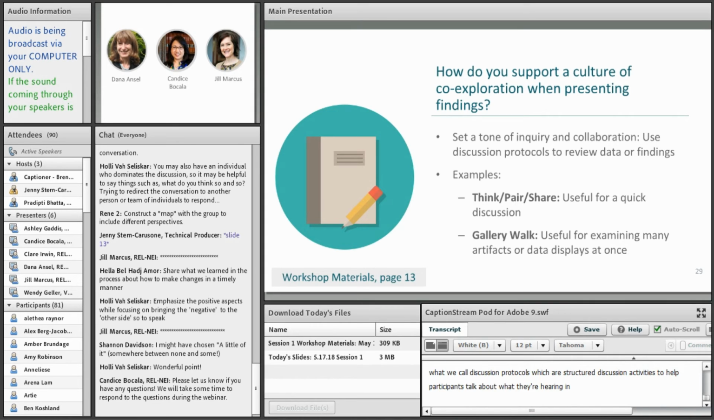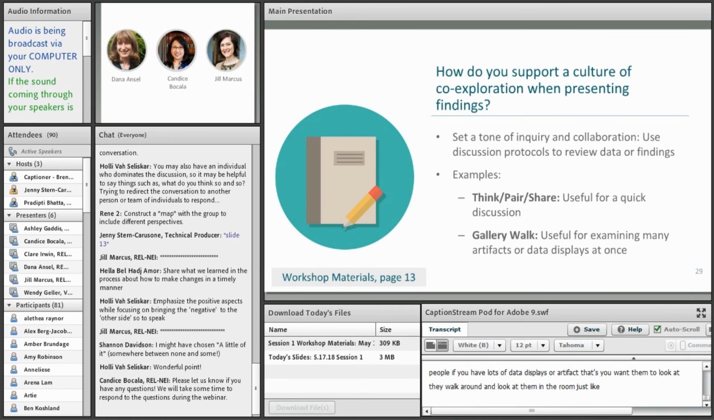To set a tone of inquiry and collaboration during the presentation, you might use what we call discussion protocols, which are structured discussion activities, to help participants talk about what they are hearing in the research presentation or to generate implications. Some examples that we've used are the Think, Pair, Share discussion protocol, which is useful for a quick discussion. You basically have people think for a moment about their response, talk to a neighbor, and then you could ask them to share out with the group.